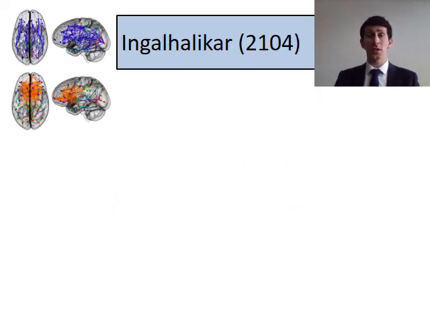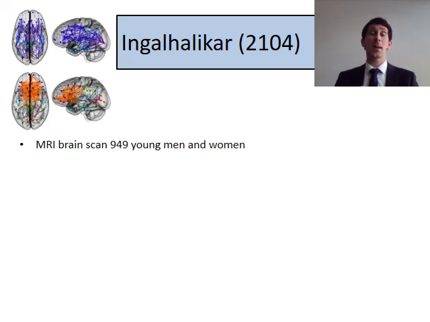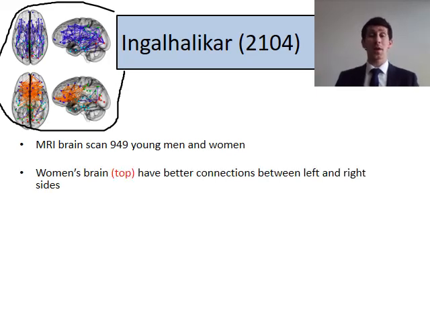So in 2014, Ingalhalikar conducted a study where he did MRI brain scans of 949 young men and women. And you can see the results just up here in the corner. These are the actual results from his brain scan. And what he found was that women, so the top two brains up here, had far better connections between the left and right hand sides of the brain. You can see there's far more connectivity between the two.